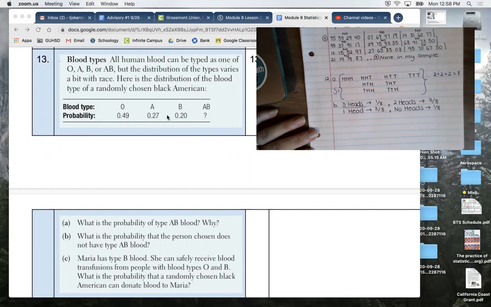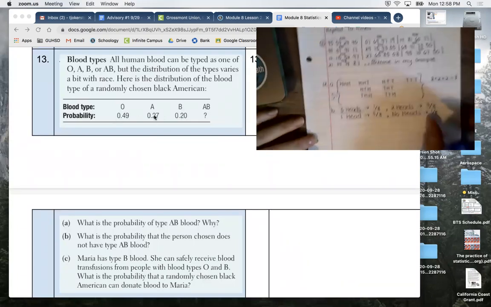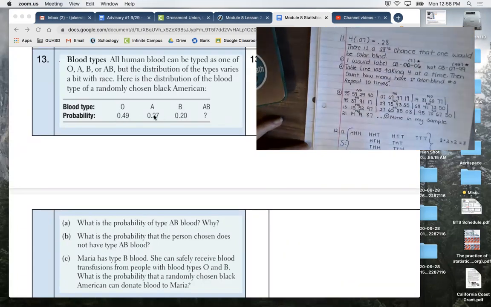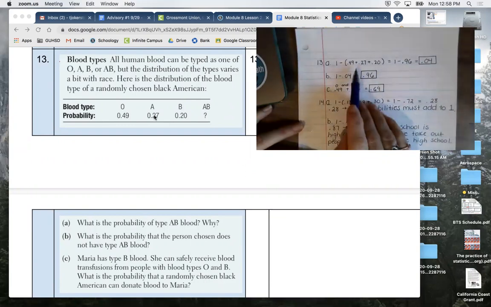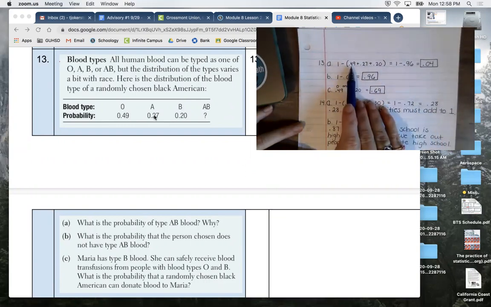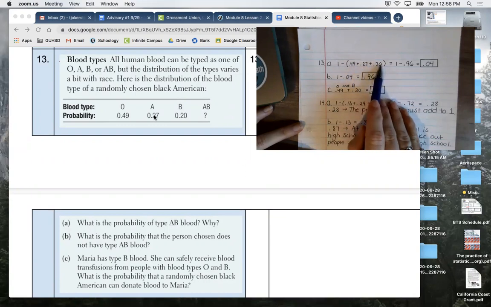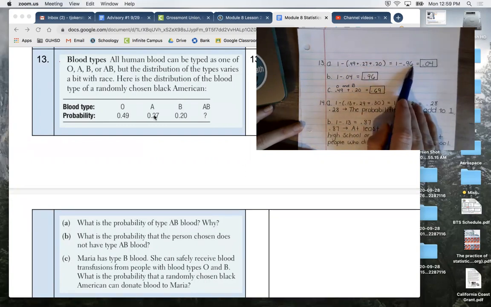Well, in order to get that, I know that all my probabilities have to add up to 1 or 100%. So I first add these to see what I get. And I end up with 96%. If I add 49 plus 27% plus 20%, I get 96%.